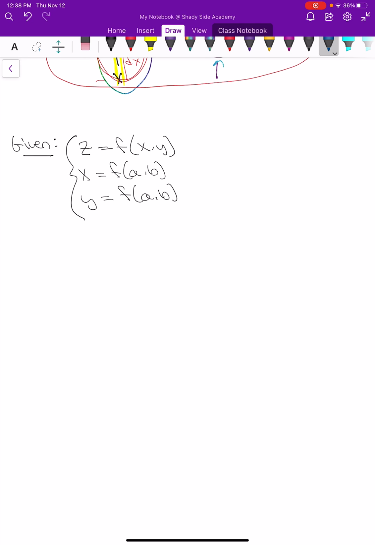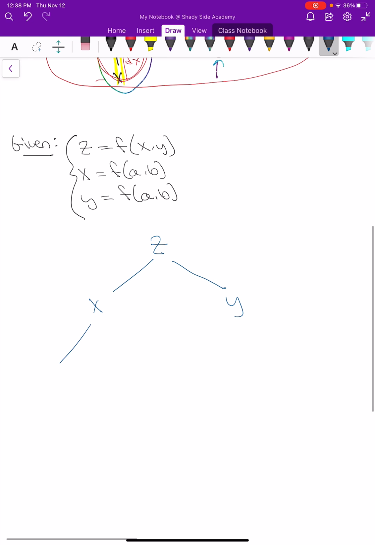So here we've got z, okay? Z is at the top. Z depends on both x and y. So we have that vertical relationship again. But then we have x depends on both a and b, and y depends on both a and b.